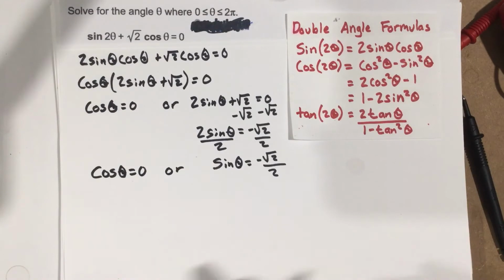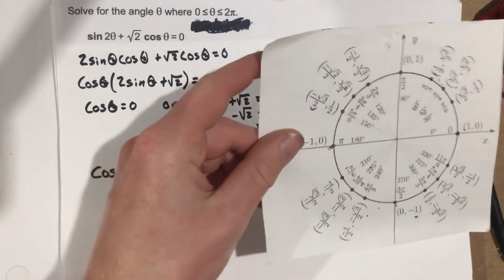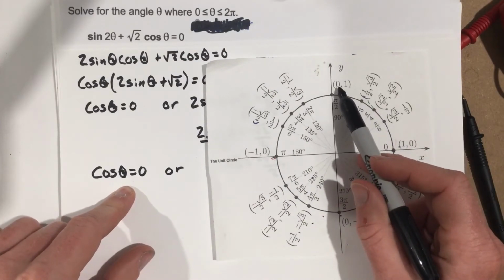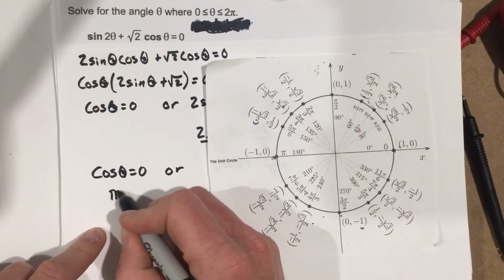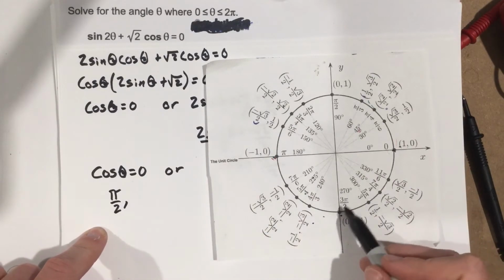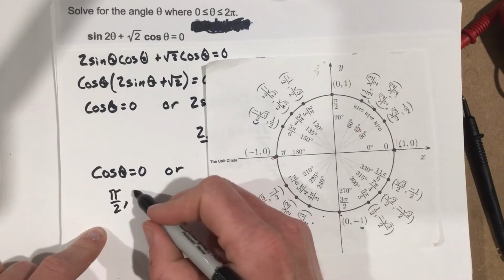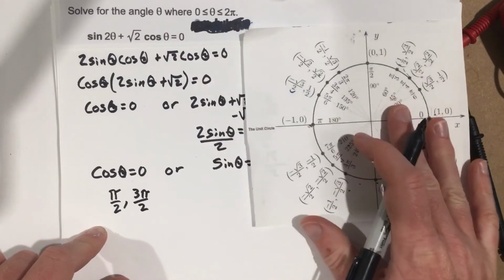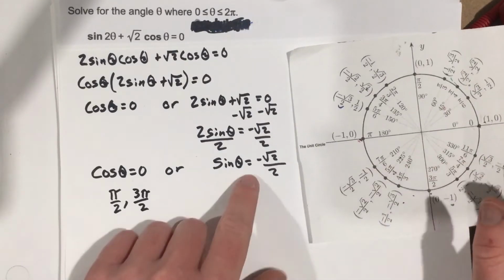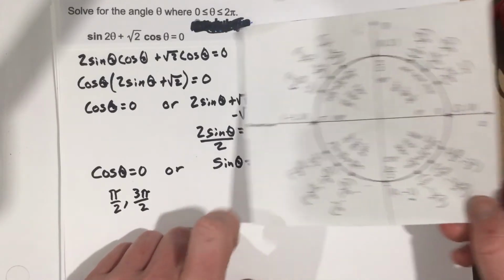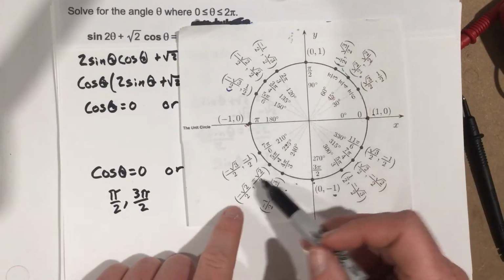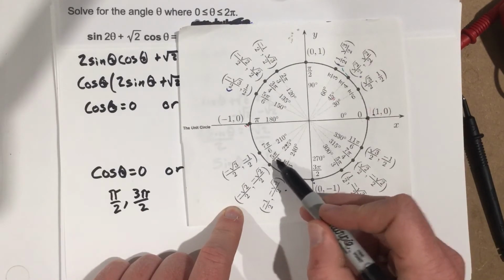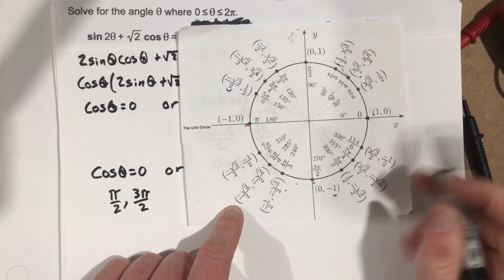What I need to do now is look at the unit circle. And on the unit circle, we'll start with cosine theta equals 0. When is cosine 0? Cosine is 0 at pi over 2, comma 3 pi over 2, right? And then where is sine theta equal to negative root 2 over 2? Well, sine is negative in quadrants 3 and 4. So sine is negative root 2 over 2 here, at 5 pi over 4. And the other one is 7 pi over 4.